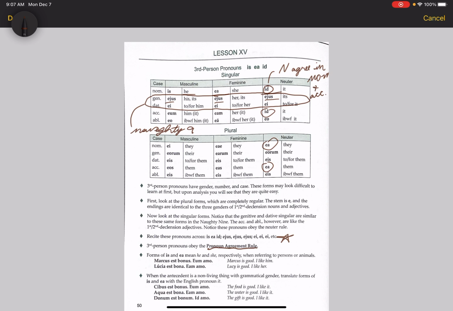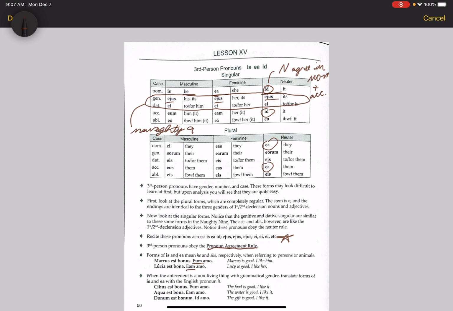Forms of is and ea mean he and she respectively when referring to persons or animals. So Marcus est bonus, eum amo. Marcus is good, I like him. Lucia est bona, eam amo. Lucy is good, I like her. So the eum is the masculine form and the eam is the feminine form.